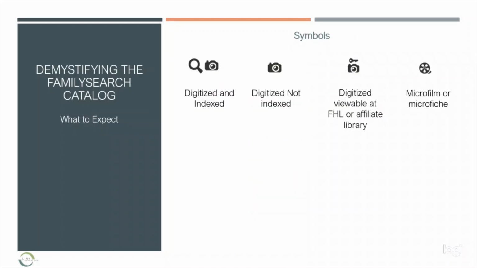These are some of the symbols that you should expect to see. So the first one over here on the left, this just means the records are digitized and indexed. This means they are digitized but not indexed, digitized but locked, so you will need to go to a family history center or affiliate center or library. This means they're on microfilm or microfiche, and I'll show you where in the catalog you can see where that microfilm is located, but most of them will be at the Family History Library in Salt Lake City.